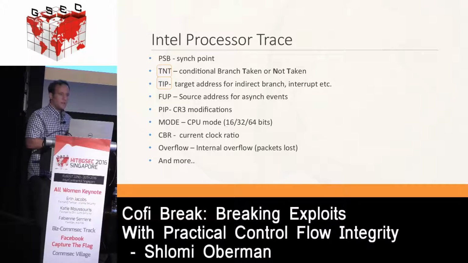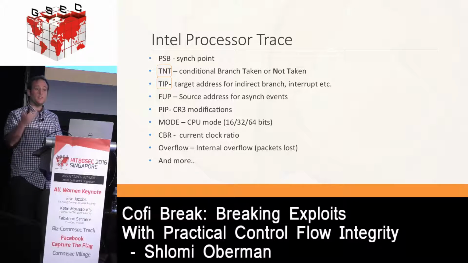It's based on 9 different packet types. We're not going to go into each and every one of the packet types. 2 are of more importance and are basically the packets used to perform a trace. These are the TNT packets and the TIP packet. A TNT packet will tell us, for every conditional branch, whether the branch was taken or not taken.